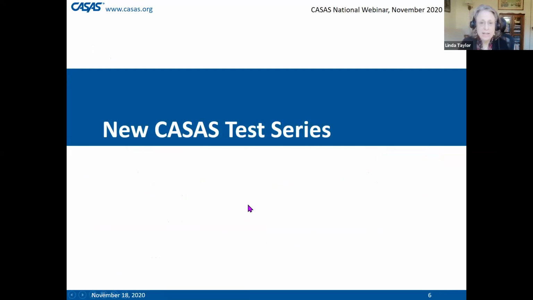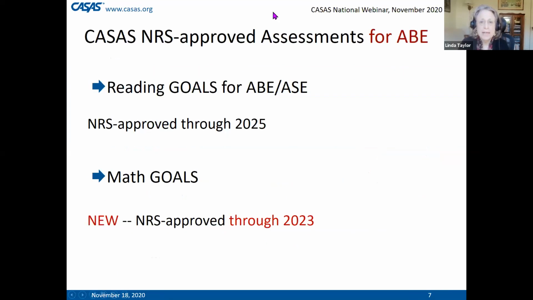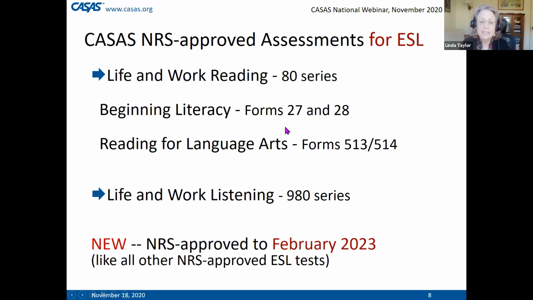So to get started, we'll give an update about our CASAS NRS approved assessments, starting with the ABE ones. If you've been attending the last few webinars, we've been telling you about this, but just to be sure, I want to make sure everyone's aware. Nothing has changed for the reading goals for ABE. That is still approved through 2025, but there has been an extension on the approval period of math goals up through 2023.